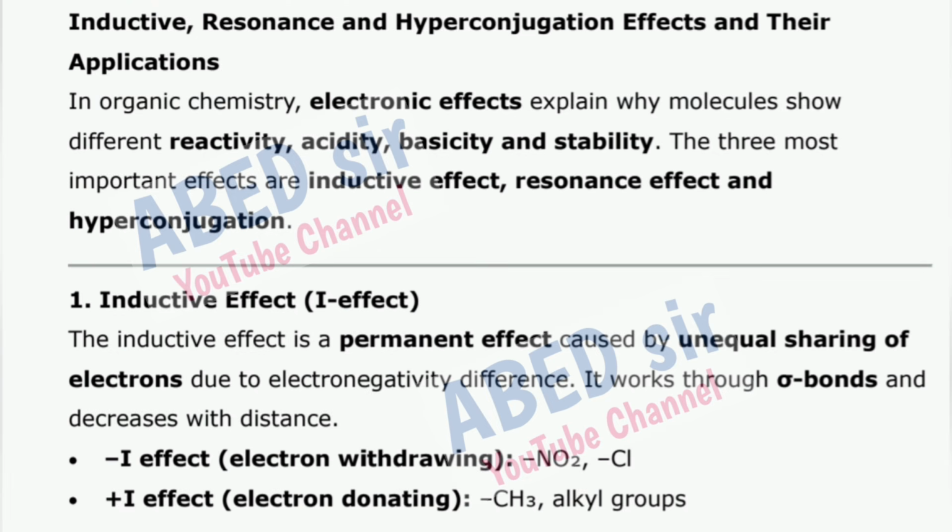Inductive, resonance and hyperconjugation effects and their applications. In organic chemistry, electronic effects explain why molecules show different reactivity, acidity, basicity and stability. The three most important effects are inductive effect, resonance effect and hyperconjugation. 1. Inductive effect, I effect. The inductive effect is a permanent effect caused by unequal sharing of electrons due to electronegativity difference. It works through sigma bonds and decreases with distance. -I effect, electron withdrawing: NO2, Cl. +I effect, electron donating: CH3, alkyl groups.